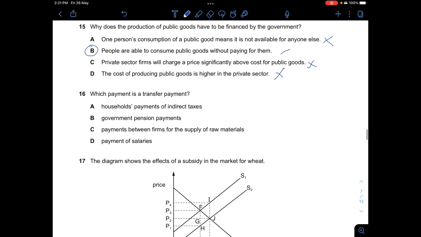Question 16, which payment is a transfer payment? So it does not involve production. A says household payment of indirect taxes, which is wrong because that means that you have a salary. B says government pension payments, which is correct because you're not doing anything and then you get the money. C says payments between firms for supply of raw materials, which is wrong. D says payment of salaries, which is wrong. So the answer is B.